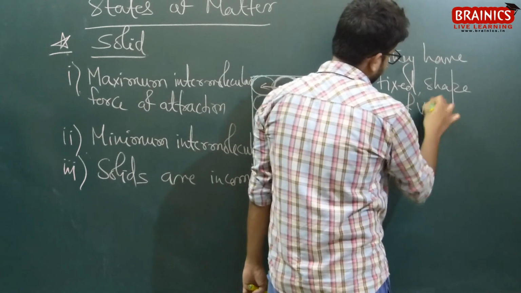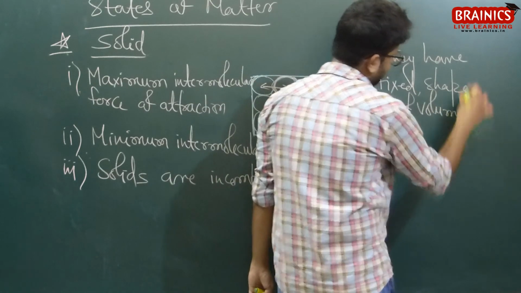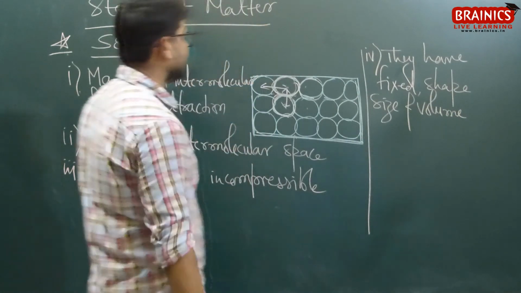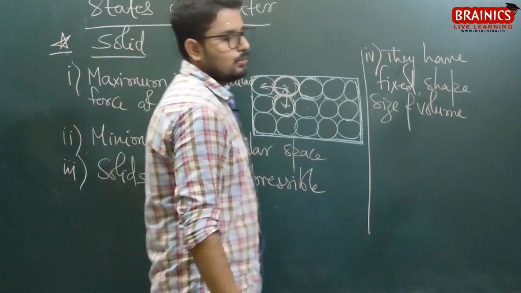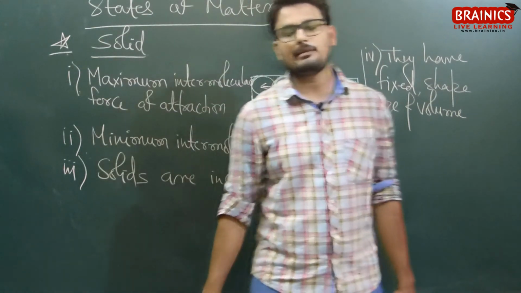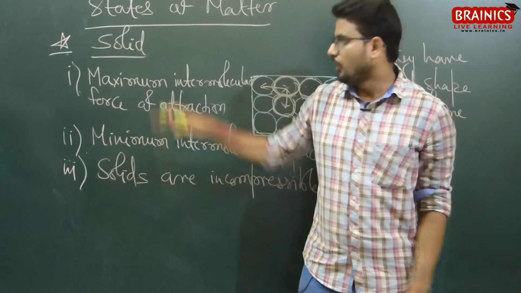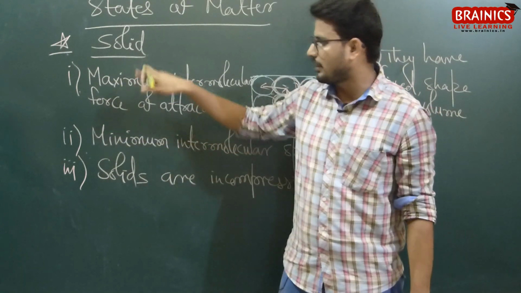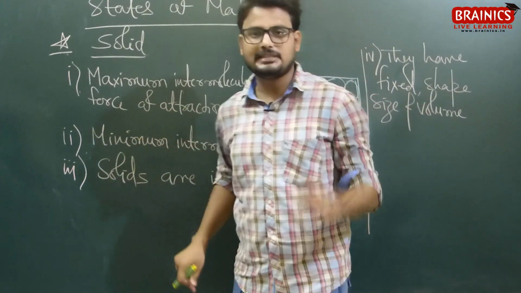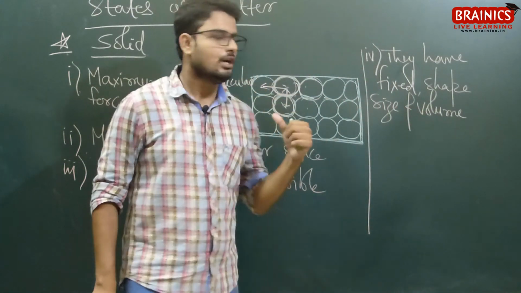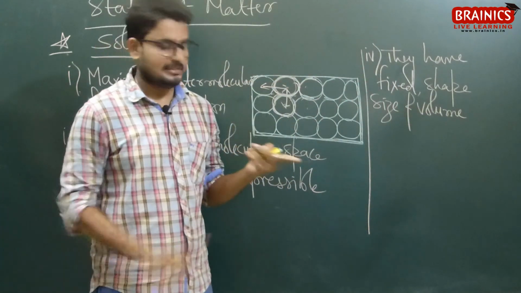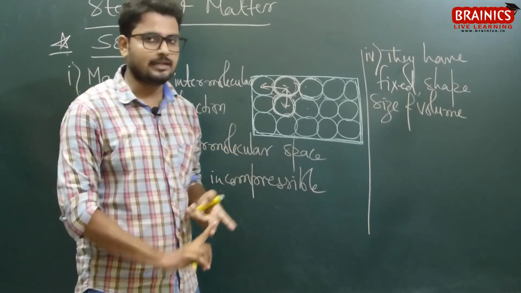size and volume. If I talk about the density of the solid, what will be the density of the solid in comparison to gas and liquid? If I'm saying maximum, minimum, that means I'm comparing the solid with other states of matter, that is liquid and gas.